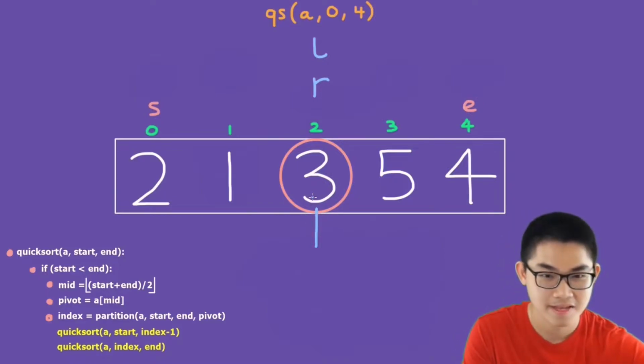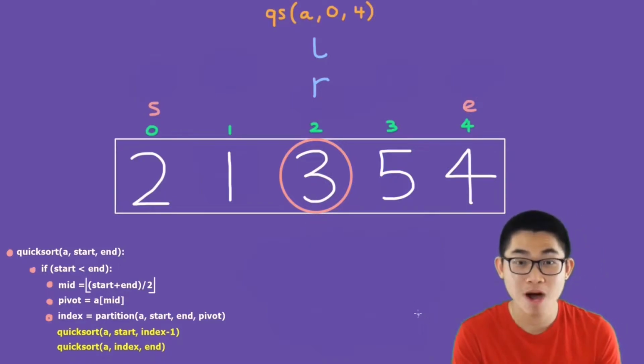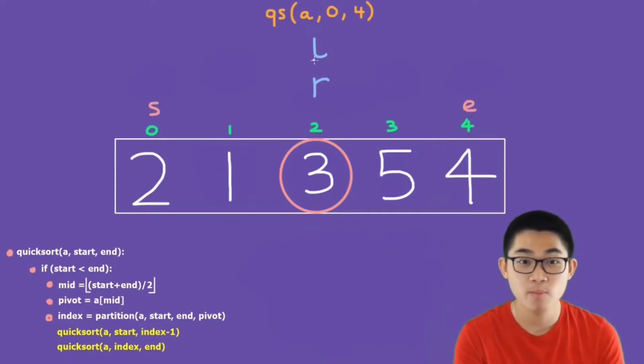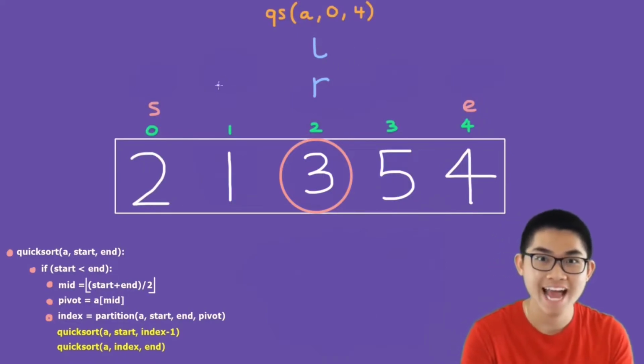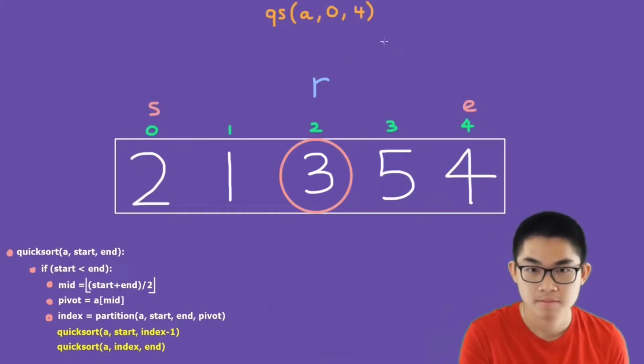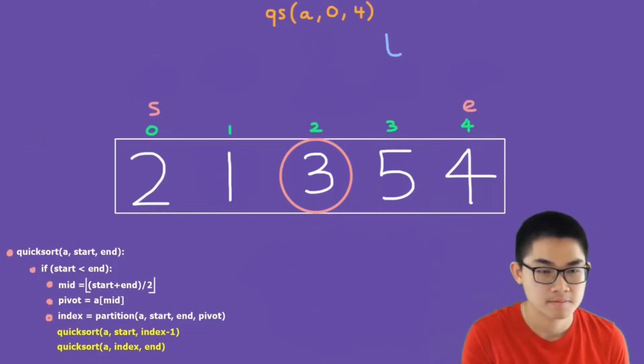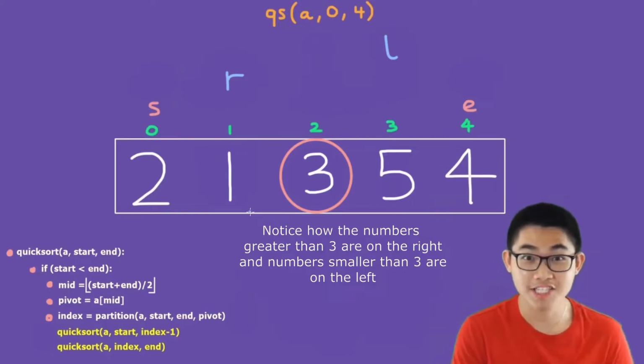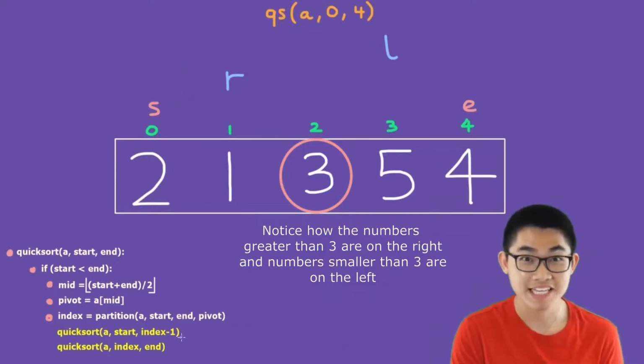And then we do the swapping. And finally, we move L up and we move R down. As you can see, R and L have crossed each other, so the partition game is finished.